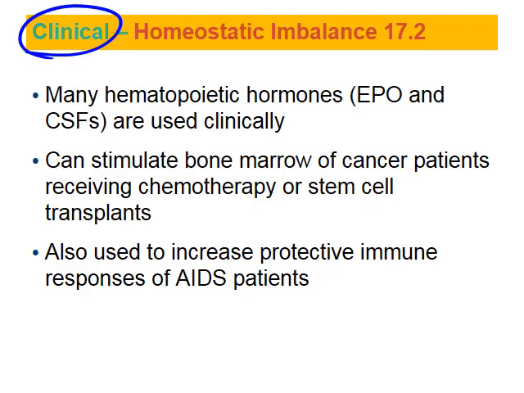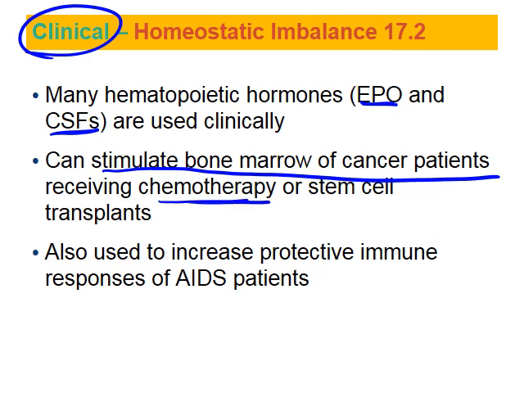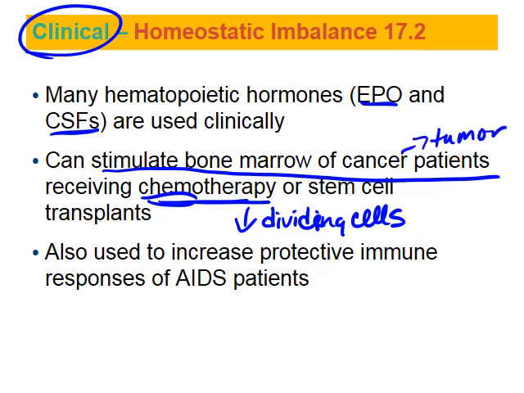So how can we use this in clinical treatment? EPO and colony stimulating factors, so erythropoietin and colony stimulating factors, can be given to patients. We can stimulate bone marrow of cancer patients that are receiving chemotherapy or stem cell transplants. If you're receiving chemotherapy, you're reducing the number of cells that divide. Dividing cells, anything that undergoes mitosis rapidly, chemotherapy can kill them, hopefully trying to kill the cancerous tumor.